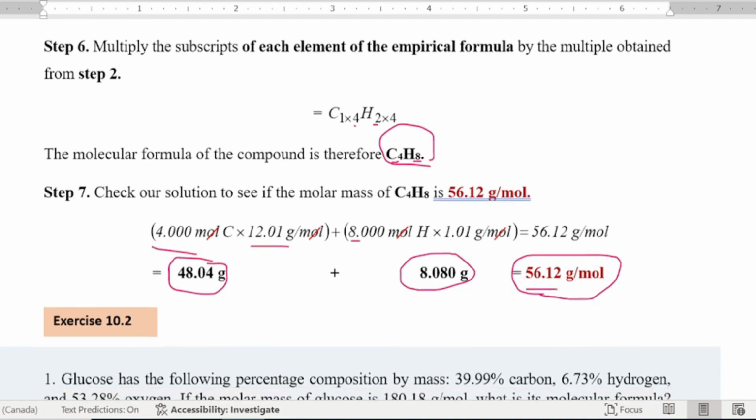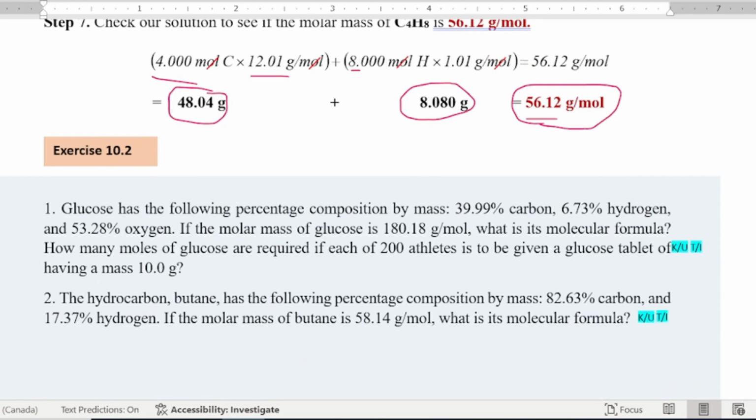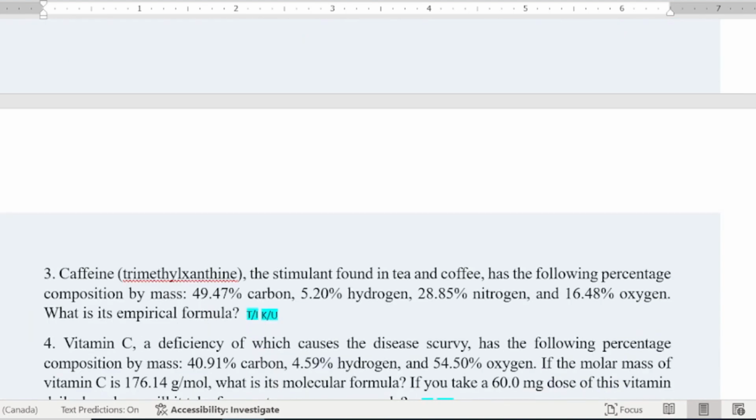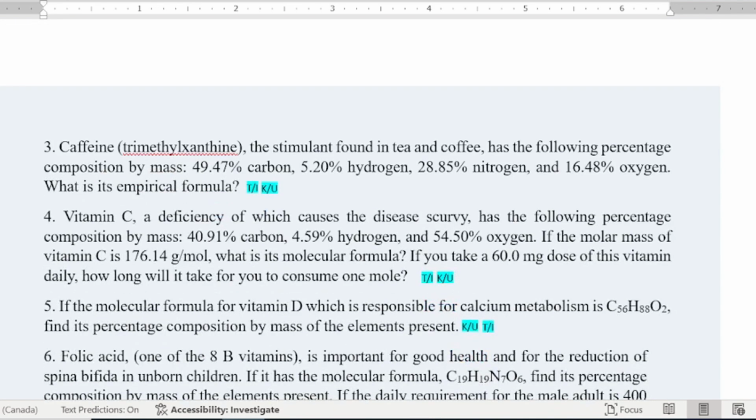So I hope that was useful. So some nice, beautiful questions here. All right, some nice practice problems here. On each one of these, a compound, you can learn about the functions of these compounds too. All right.